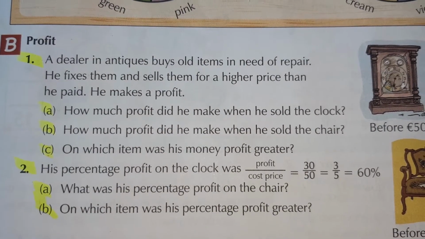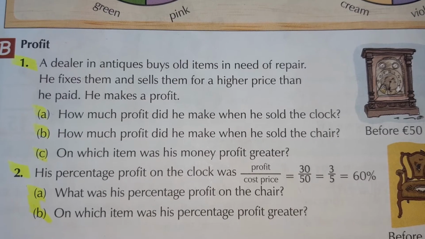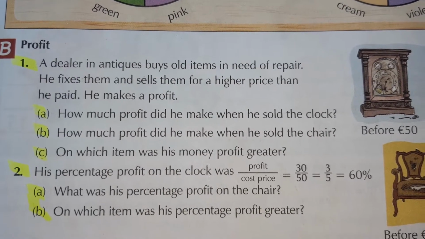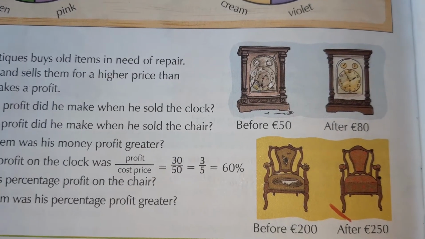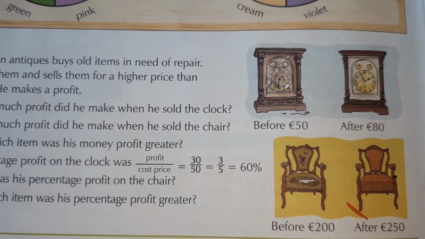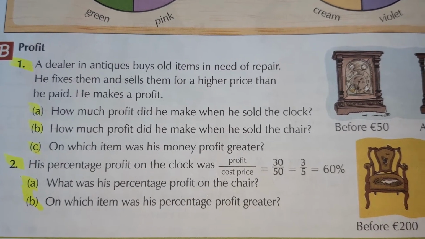A dealer in antiques buys old items in need of repair. He fixes them and sells them for a higher price than he paid. He makes a profit. How much profit did he make when he sold the clock? So if you see the clock, he bought it for 50 and he sold it for 80. So he made €30 profit.